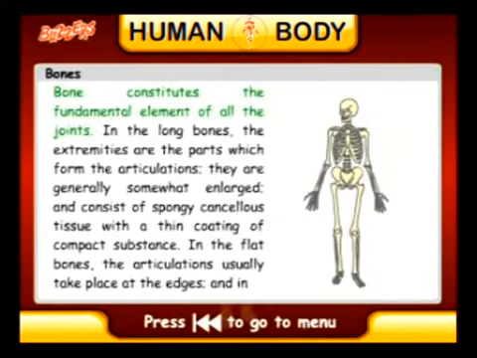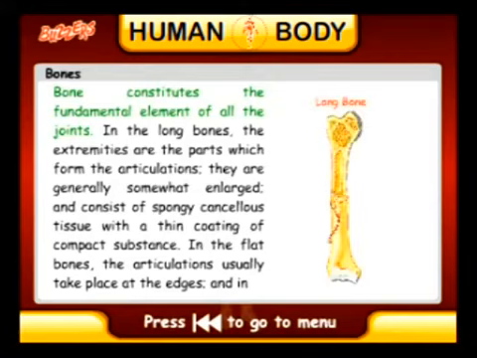Bones. Bone constitutes the fundamental element of all the joints. In the long bones, the extremities are the parts which form the articulations. They are generally somewhat enlarged and consist of spongy cancellous tissue with a thin coating of compact substance.